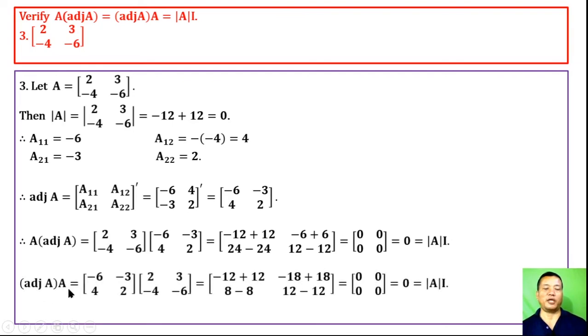Similarly, adjoint A into A, multiplying the values of adjoint A and A, the product is the zero matrix, which equals determinant of A into I. Therefore, the given statement is verified.